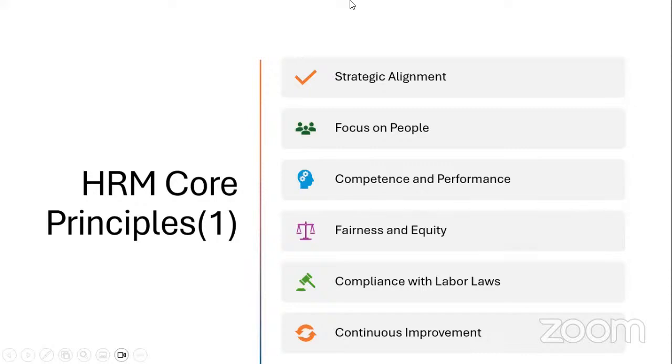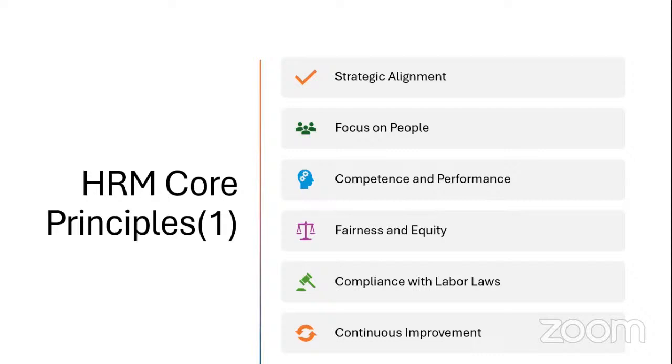So I'm going to look at HRM core principles. It's just like a summary of all of what we'll be doing. There is strategic alignment, focus on people, focus on competence and performance, fairness and equity, compliance with labor, and continuous improvement. Even if I don't go ahead talking about all of this again, with all of the explanations we'll be making, they are just simple to understand.